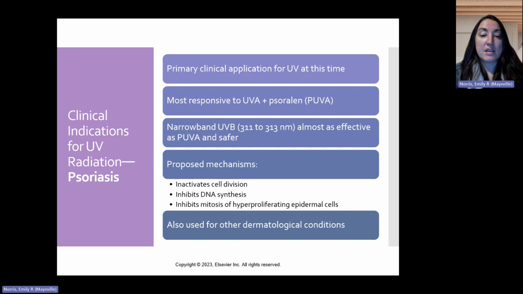So they believe that the way that this works is it inactivates cell division to stop the proliferation of the epidermal cells, because psoriasis is a buildup of dead skin cells. It inhibits DNA synthesis, inhibits mitosis of the hyperproliferating epidermal cells. So they're going into overdrive, they're creating too many, and it's stopping that process. It could be used for other skin conditions as well.